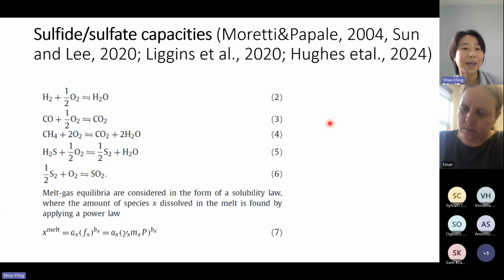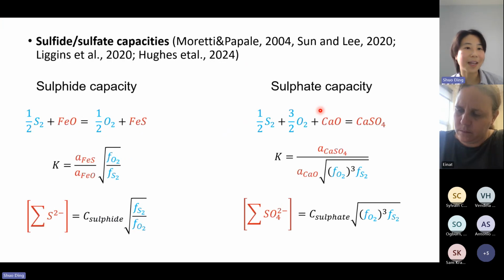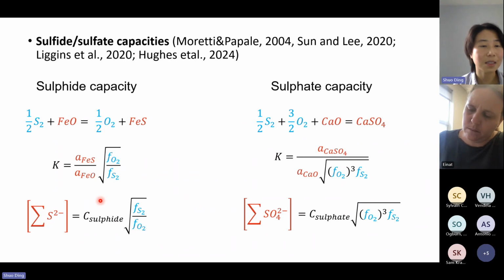And then the last way of dealing with it is actually using sulfide and sulfate capacity. So what is sulfide and sulfate capacity? It's actually really similar to an equilibrium constant. You write this equilibrium, and it's pretty similar to an equilibrium constant. So this is another way.